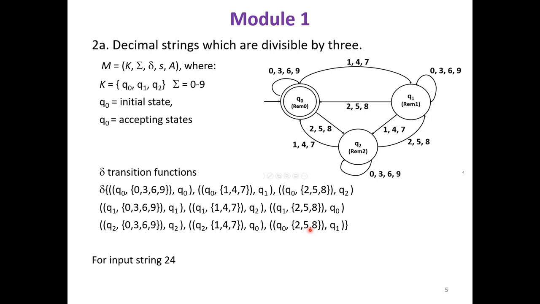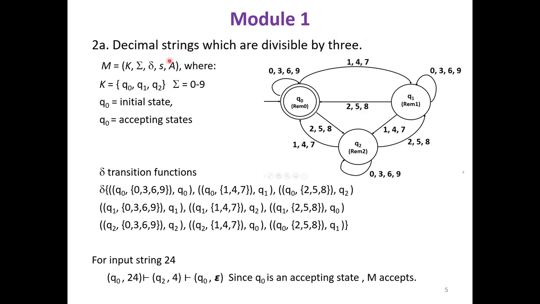And finally, for a given string, we have to find out whether it is accepted by this DFSM or not. Input string is 24. 24 is divisible by 3. Initially we are at state Q0 for input string 24. Q0 on 2 goes to state Q2. Next, Q2 on 4 goes to state Q0. So from Q2 it goes to state Q0, the input is consumed, and the state Q0 is an accepting state or final state. Hence M accepts the string 24. So this is the complete definition of the given DFSM.